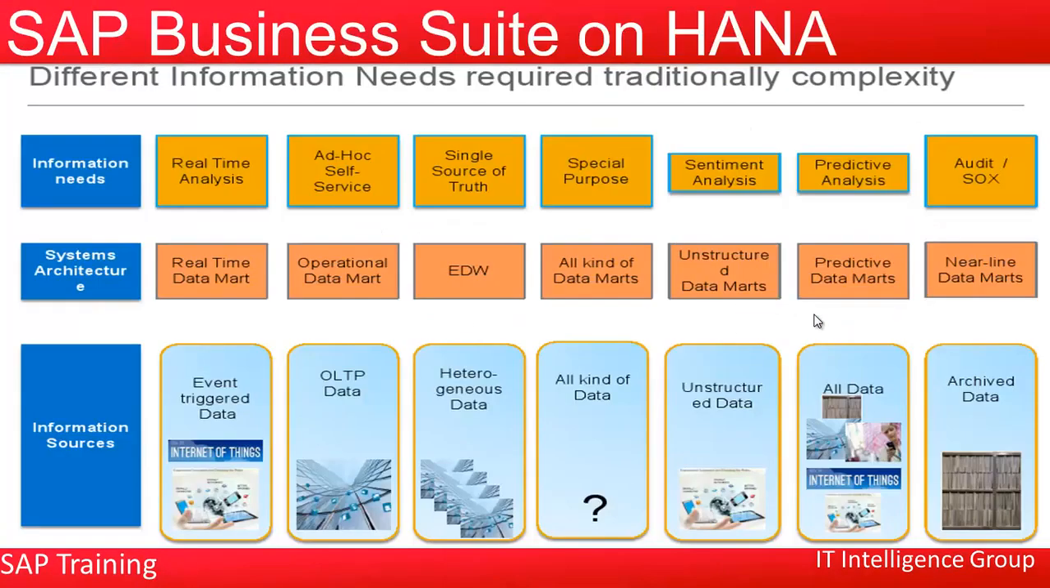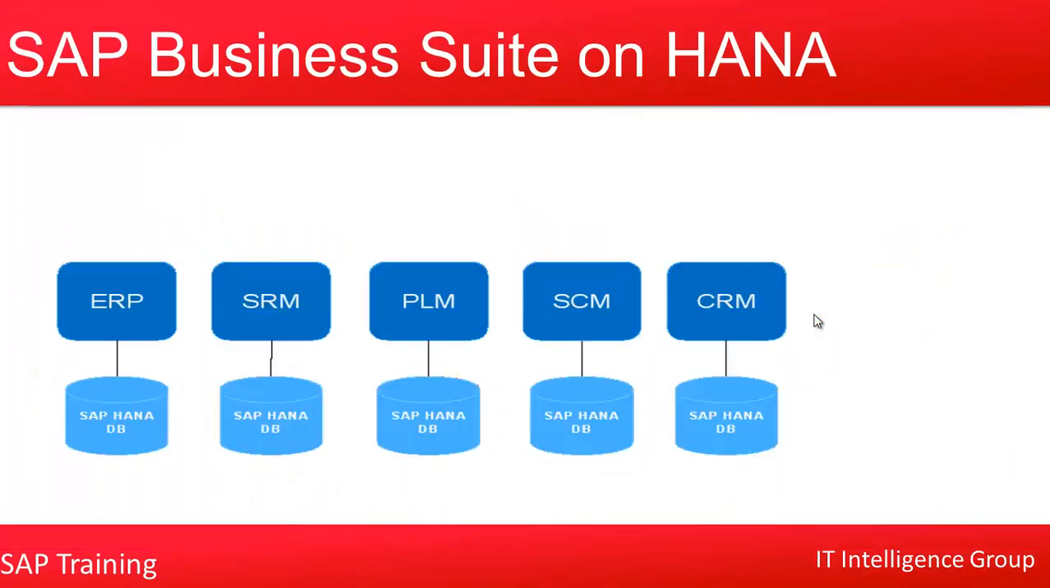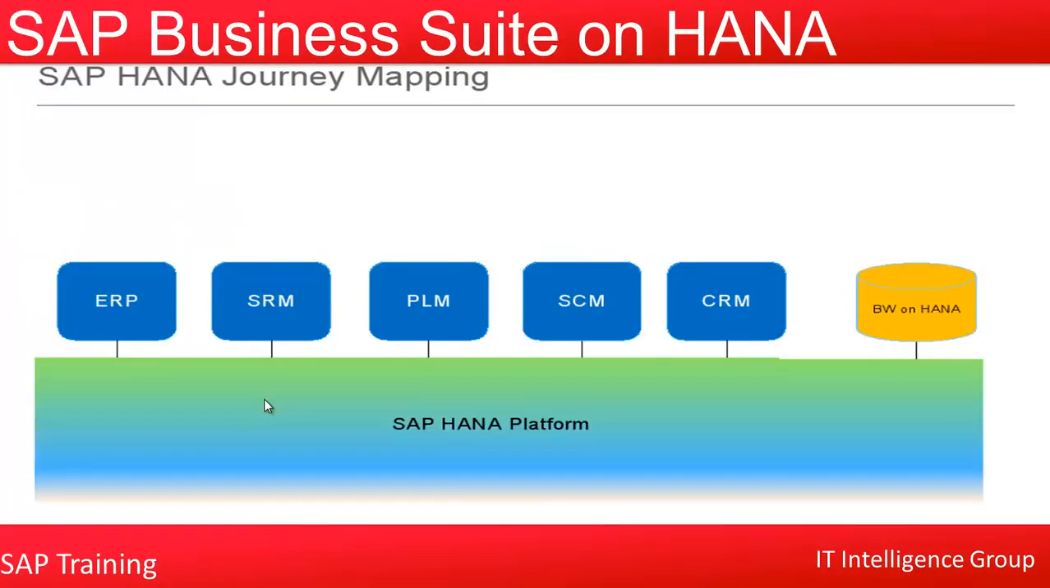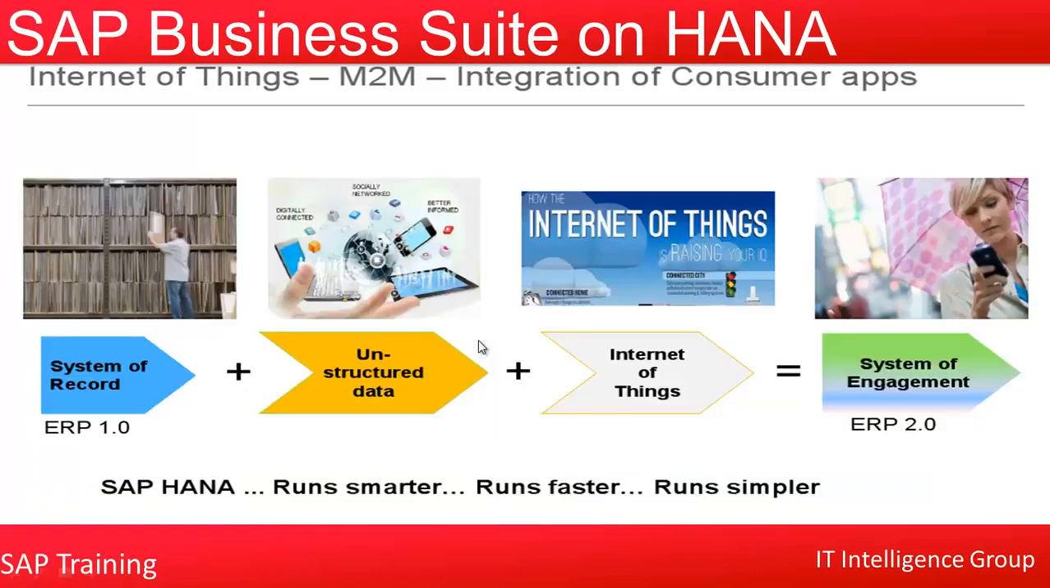Let's go back and see. This is the stage today: you have ERP on HANA, SRM on HANA, PLM on HANA, SCM on HANA, CRM on HANA. This one is yet to be released. It can be released anytime, but the rest of them are already out and can be used straight away. So you can look into migrating your existing environment to HANA. This is the roadmap: they are looking at a single database providing all this functionality.